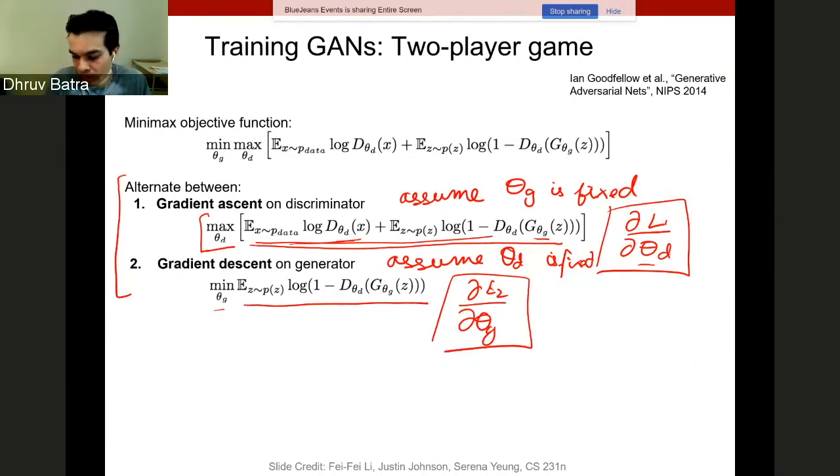This part is not hard. What's hard is that after you compute these partial derivatives, doing gradient ascent and gradient descent may not converge to a meaningful result. It's that part that's hard, not the computation of these objects themselves.